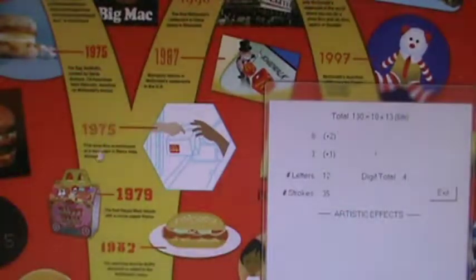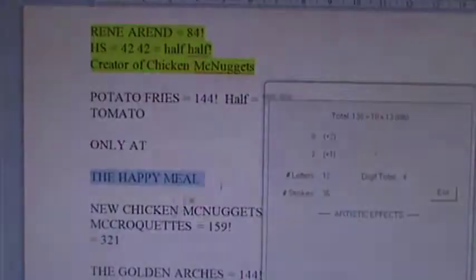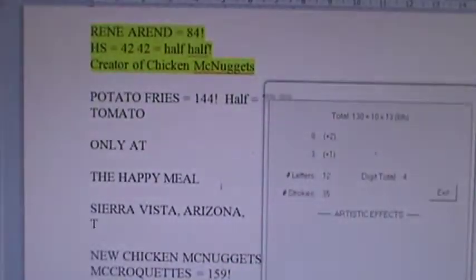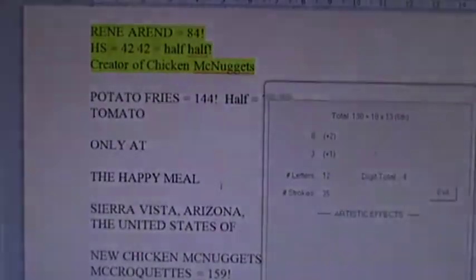For example, like where was the first drive-thru? You can solve the location. Okay? Sierra Vista, that divides by 3, as does Arizona. Done. There, we solved the location of the first McDonald's drive-thru. Sierra Vista divides by 3. Arizona divides by 3. Specifically, that is in the United States of America, which divides by 3. Just like Canada and Mexico both divide by 3.